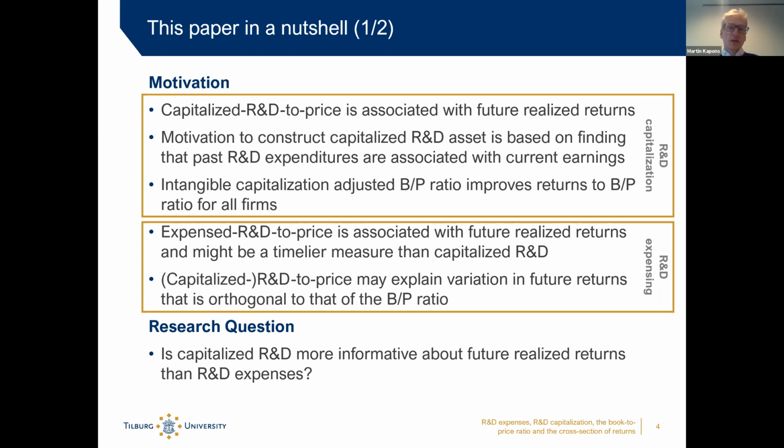I will structure the analysis in two parts. First, for all firms, those with and without R&D expenditures, to answer the question whether an R&D capitalization adjusted book to price ratio is more informative about future realized returns than R&D to price and book to price as separate variables. And then in the second part, for the subset of firms that have R&D expenditures, I also examine whether there is any incremental information in capitalized R&D to price over and above expensed R&D to price.